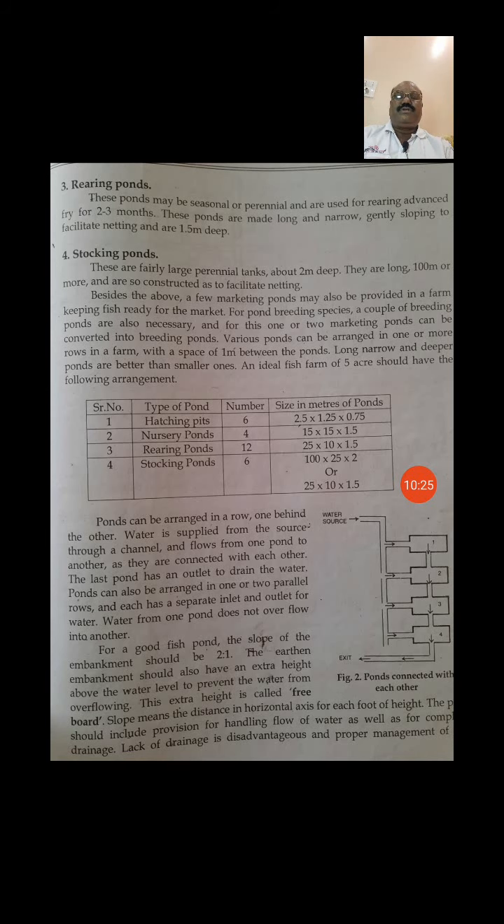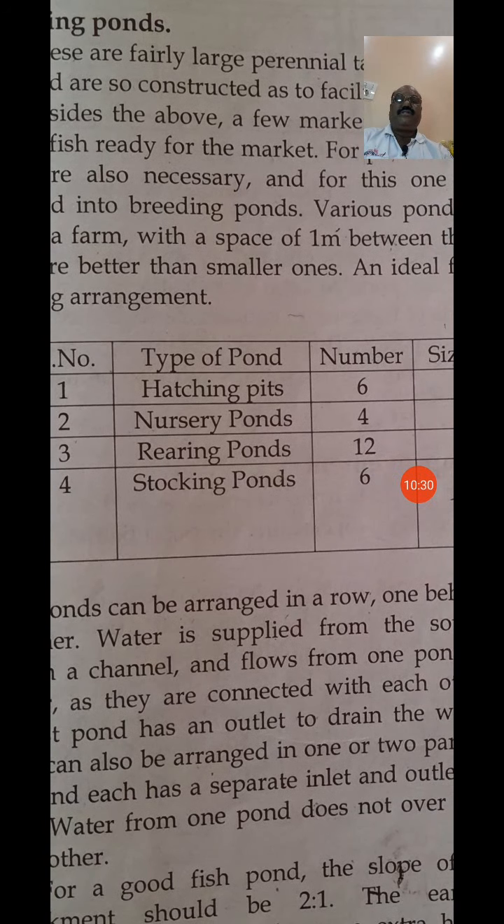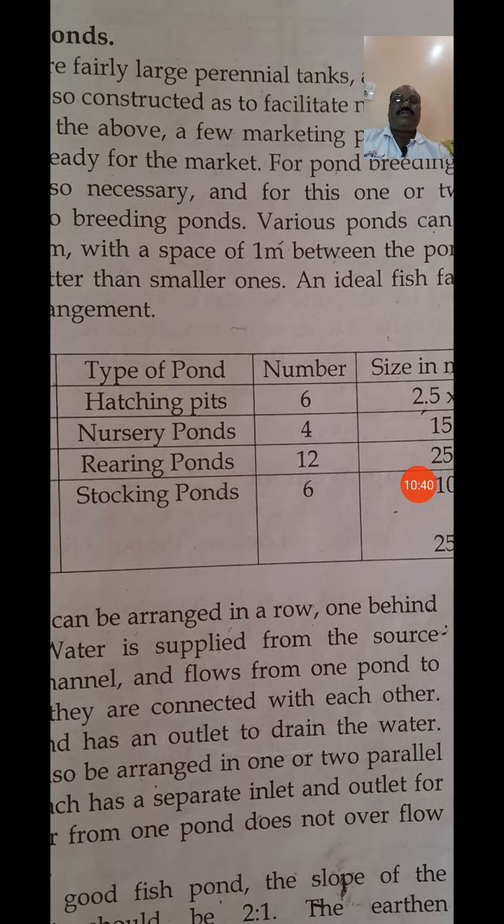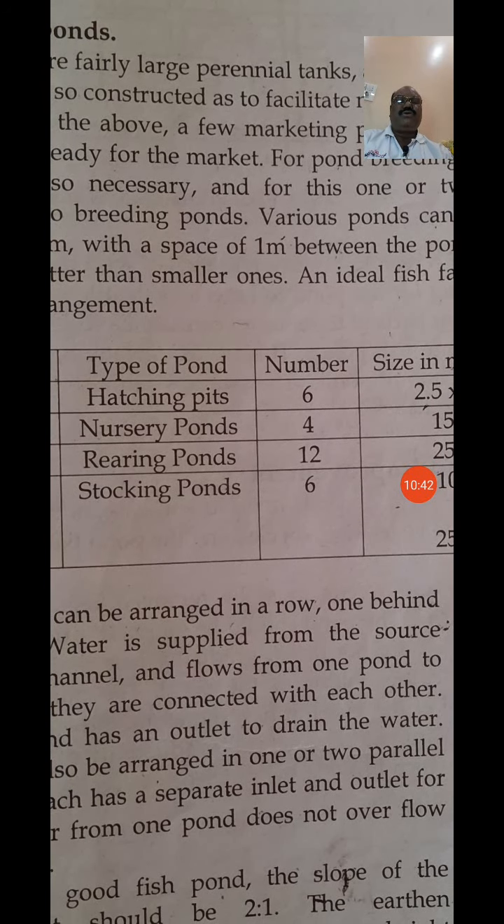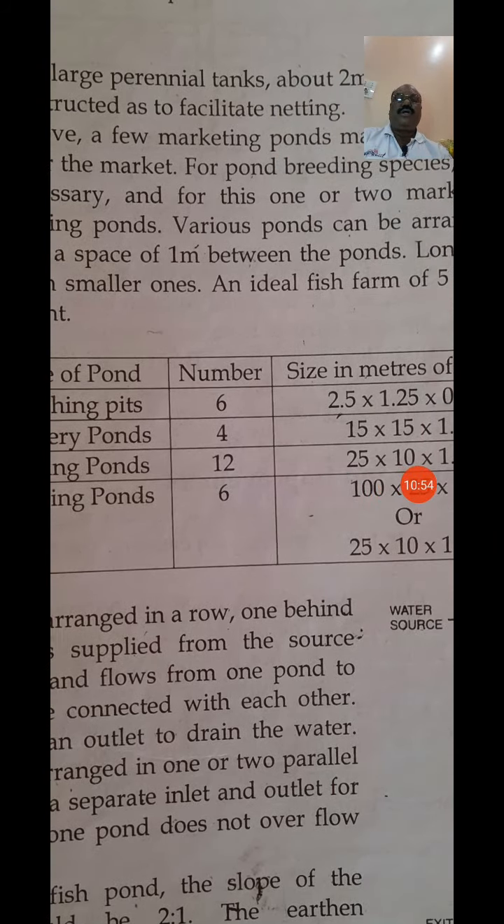So, see the pictures here. Here are the types of pond: the hatching pits, the nursery ponds, rearing ponds, and stocking ponds. Their number may be, the hatching pits may be larger in number, 6, 4. Rearing ponds are 12, because we have to rear and grow the fish in them, and after growth is complete, when we get fishes of 2 to 3 kg, then we have to stock them in a stocking pond, and they may be ready for the market. See here, the sizes are given of the various ponds.